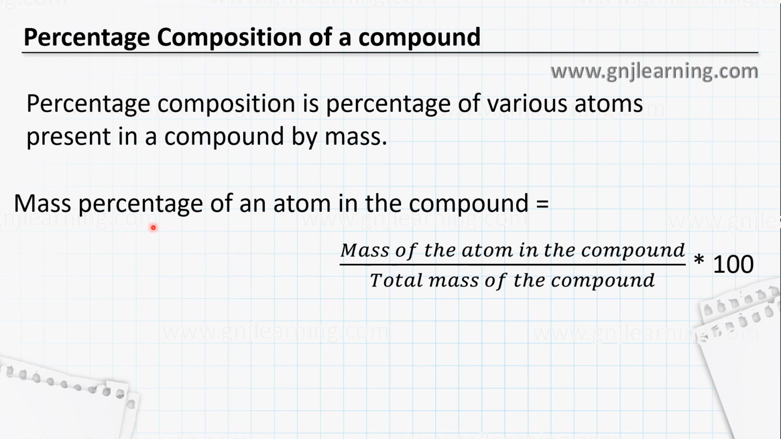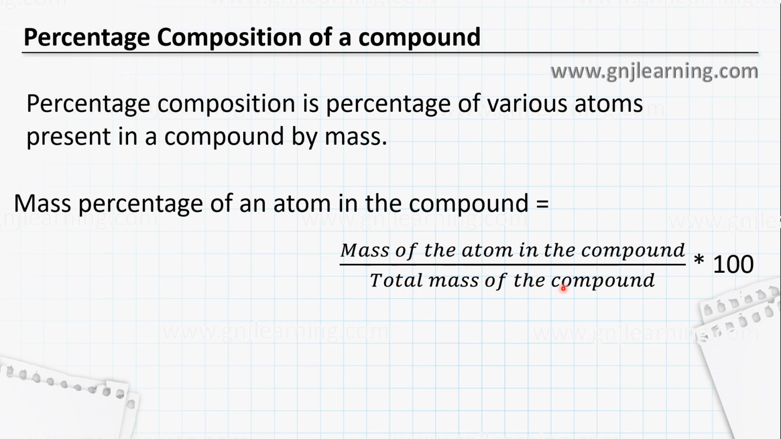So since it is the percentage of mass, you can call it mass percentage of an atom in a compound. So percentage of an atom in a compound is equal to mass of the atom in the compound divided by total mass of the compound into 100. So this is the formula to calculate mass percentage of an atom in the compound. How to do it? You just take mass of the atom in the compound, you divide it with total mass of the compound into 100.